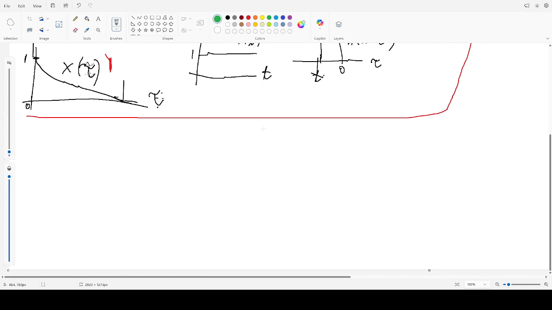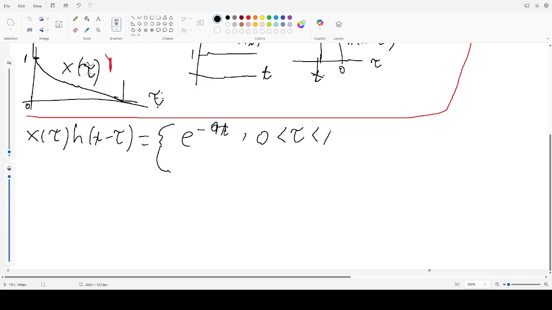So let me scroll down. Go back to black here. So that means we've got x of tau h of t minus tau is going to be e to the negative a tau when tau is between 0 and t, and 0 otherwise.